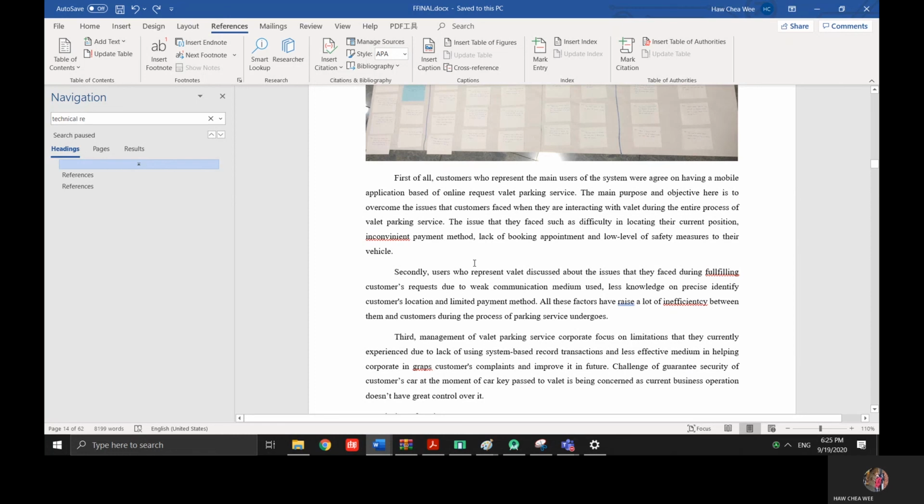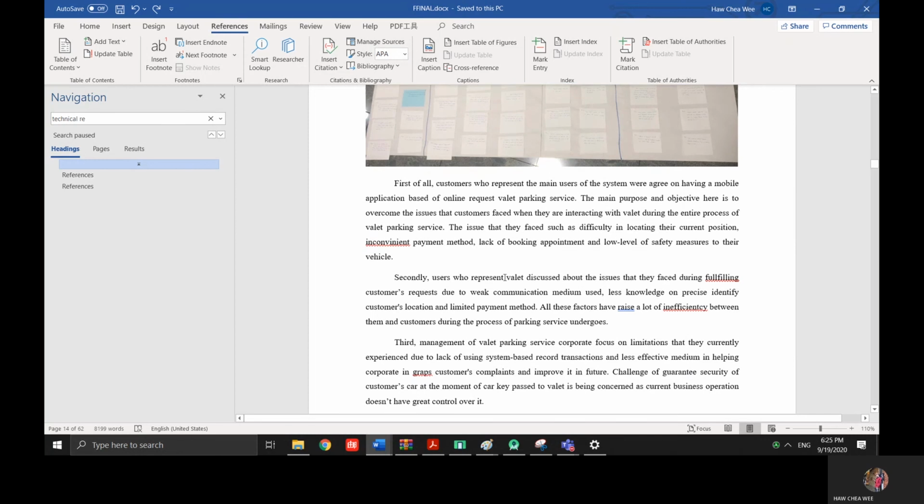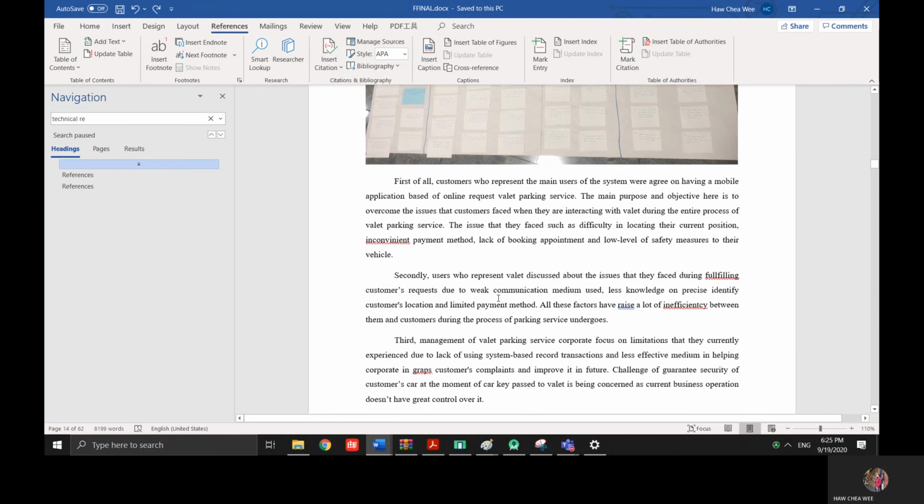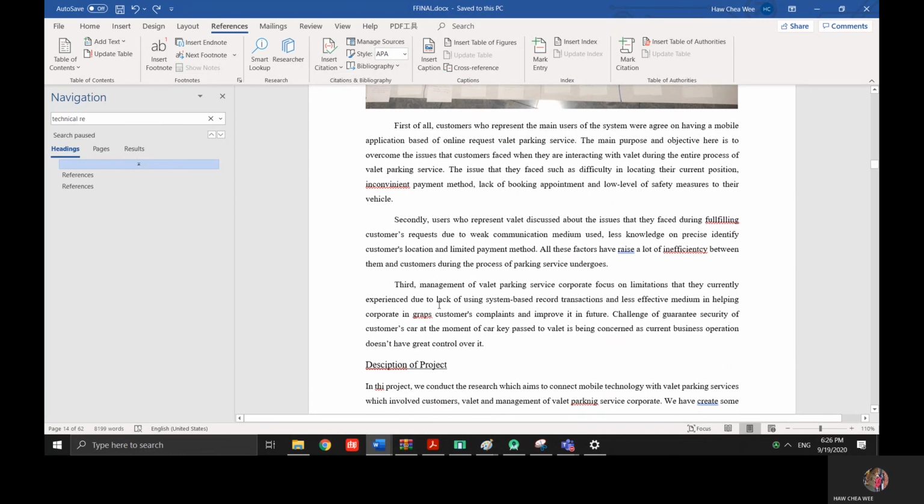The issues that they face are such as difficulty in locating their service and their current position, inconvenient payment method, lack of booking appointment, and also low level of safety measures for their vehicles. Secondly is the valet. They discuss the issues that they face when fulfilling the customer request due to the current weak communication medium used.